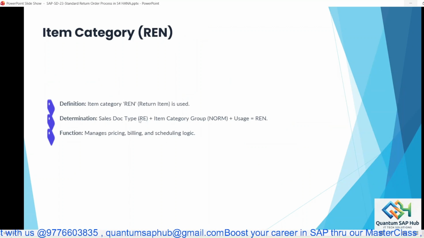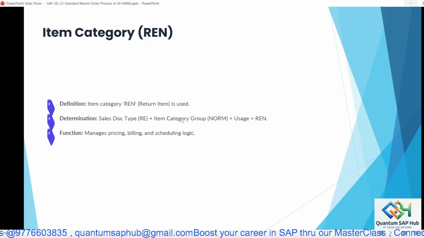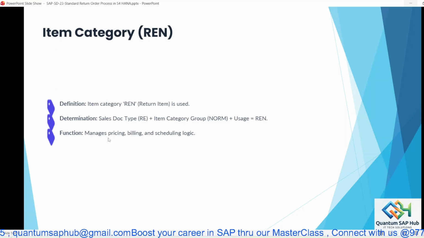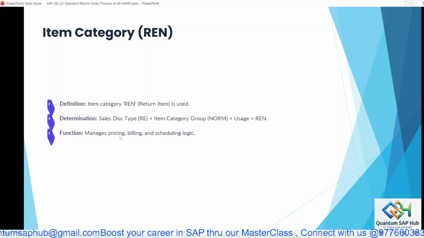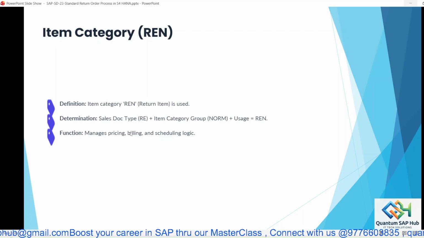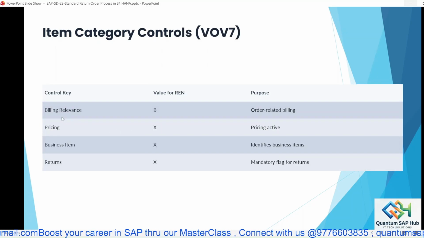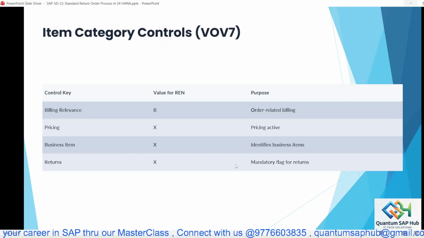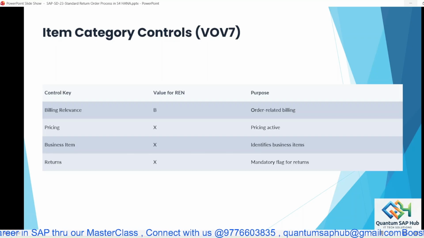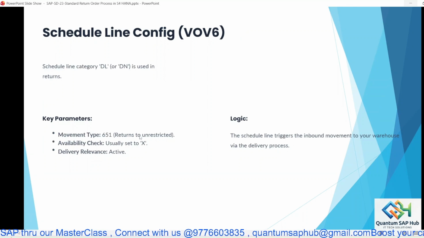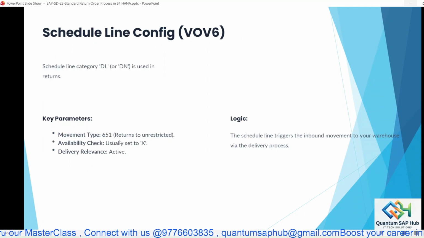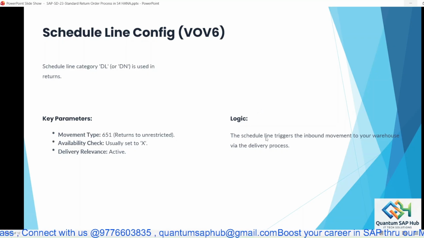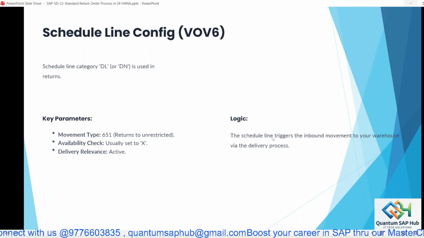For the item category, it is a combination of RE, then item category group NORM and usage, that is REN. This REN item category manages functions like pricing, billing, and settling. Billing relevance is order related billing, pricing is active, business item is yes, and returns is a mandatory flag. So this is what the item category controls. Here the schedule line is 651, with the movement type attached, availability check usually X, and delivery relevance active. It triggers the inbound movement to your warehouse via the delivery process.